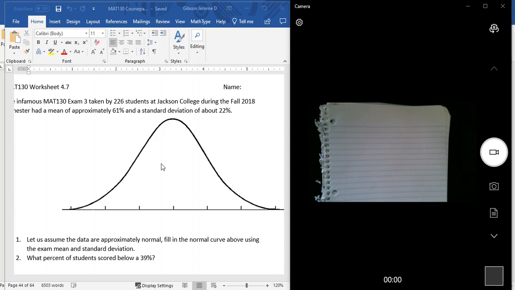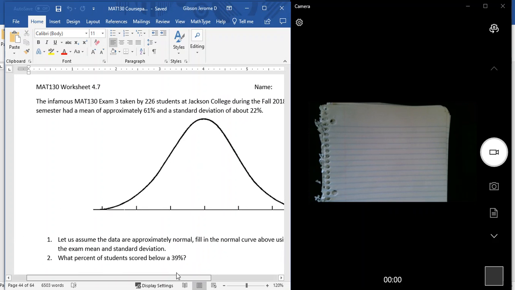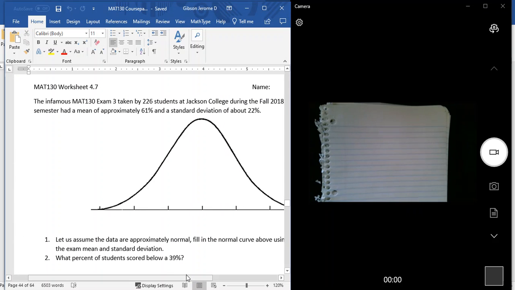Hello, class. I was asked about worksheet 4-7 that is due this week. So I'm going to go over part of this, not all of it, just to give a quick jump start to those of you that may have a little trouble with 4-7.